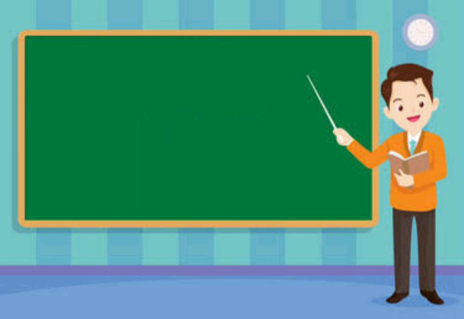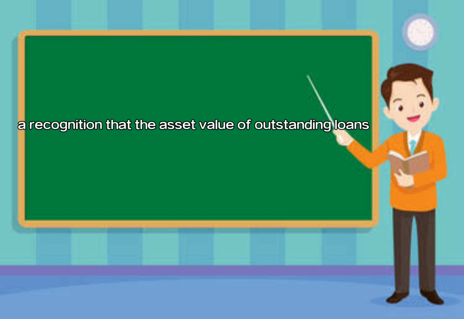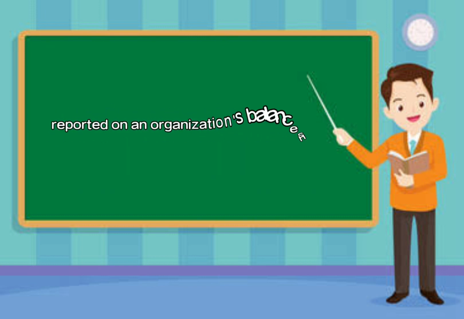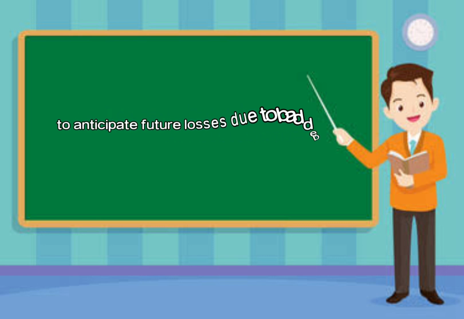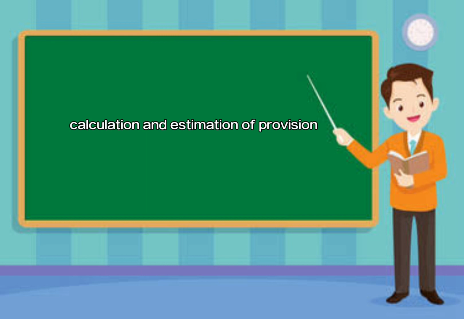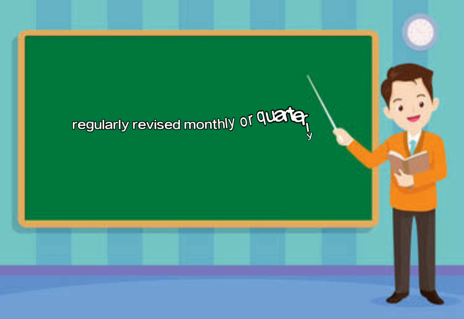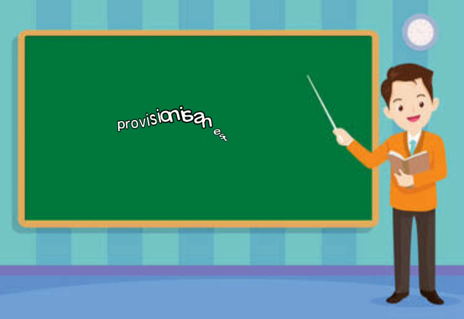Purpose of provision. A recognition that the asset value of outstanding loans reported on an organization's balance sheet is less than the stated amount. It serves as a precautionary measure to anticipate future losses due to bad debt. Calculation and estimation of provision. Calculated at the beginning of each financial year based on estimates of the level appropriate for the portfolio of debts. Regularly revised, monthly or quarterly, to update profit and loss forecasts. Provision is an estimate, not a known quantity.